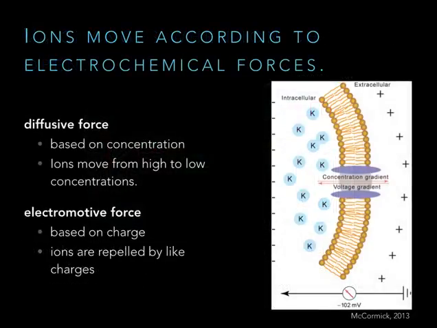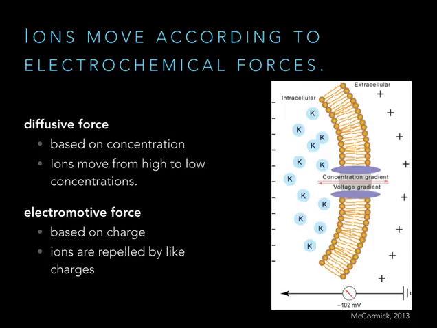No matter what you do to open up your ion channel, once it's open, ions are going to move in accord with two forces that act on them. The first is the diffusive force. This is based on the concentration gradients that we discussed earlier. So potassium will want to flow out of the cell based on its concentration gradient. Sodium, on the other hand, will want to flow into the cell.